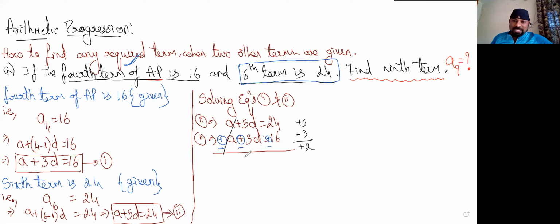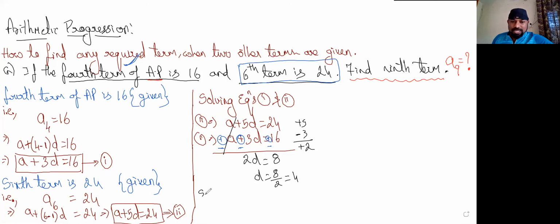That is, 2D is equal to 24 minus 16, which is nothing but 8. Now D is equal to 8 by 2, which is nothing but 4. So we got the value of D as 4. What else do we need to find? We need to find the value of A.